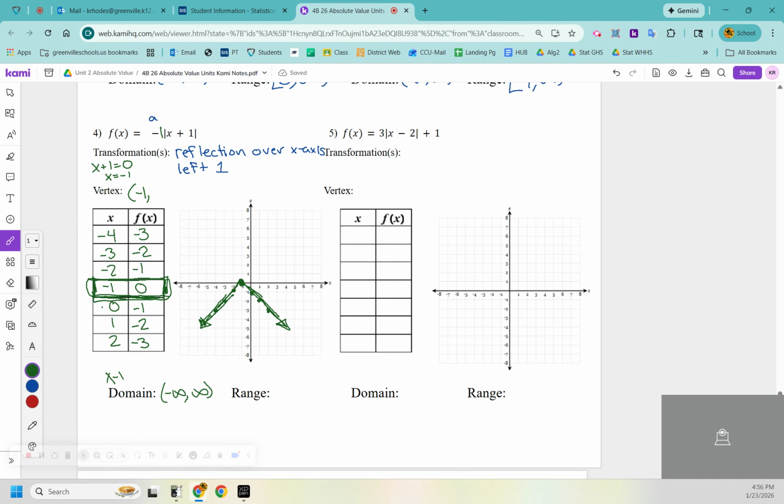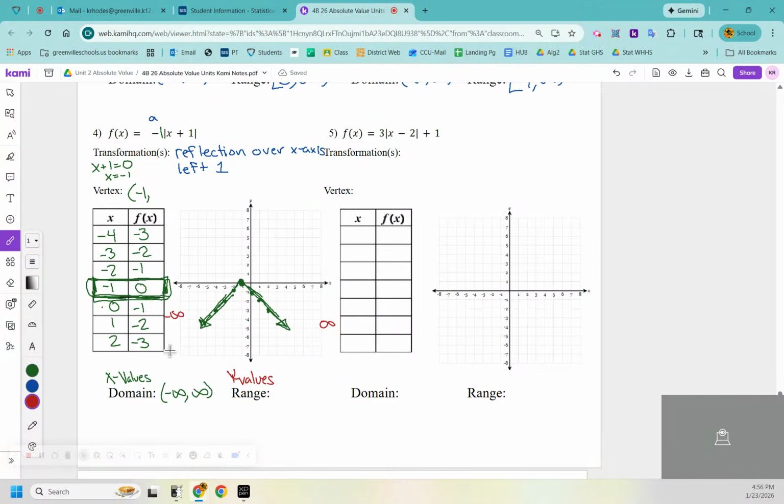Domain is your x values. Range is your y values. For x values, they're going left forever, that's negative infinity. They're going right forever, that's positive infinity. Range, those are my y values. Start at the bottom and go up.